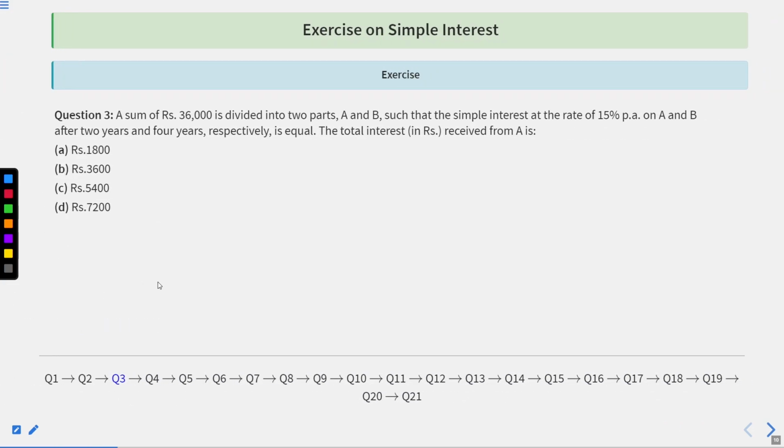Question number 3. A sum of rupees 3,600 is divided into two parts, A and B, such that the simple interest at the rate of 15% per annum on A and B after 2 years and 4 years respectively is equal. The total interest in rupees received from A is.